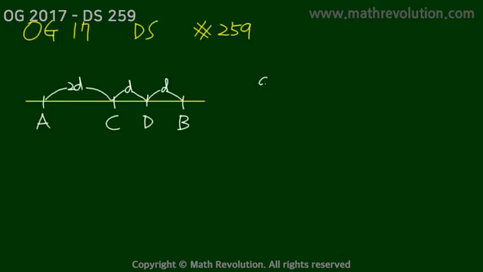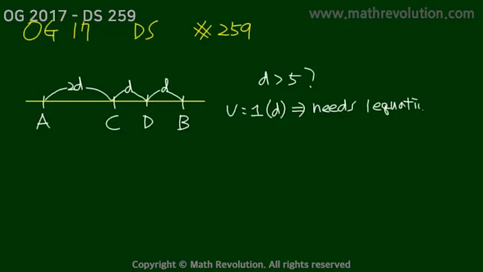Now the question is D greater than 5? Now we have one variable, which means we only need one equation to solve the problem. We need to match the number of variables with the number of equations. Now we know that each condition, condition 1 and condition 2, gives us one equation each, which means statistically choice D is the most likely answer.